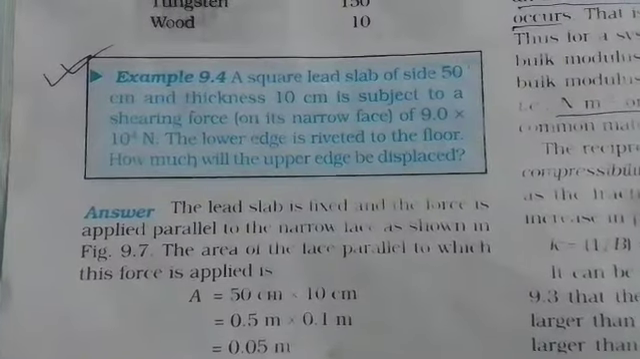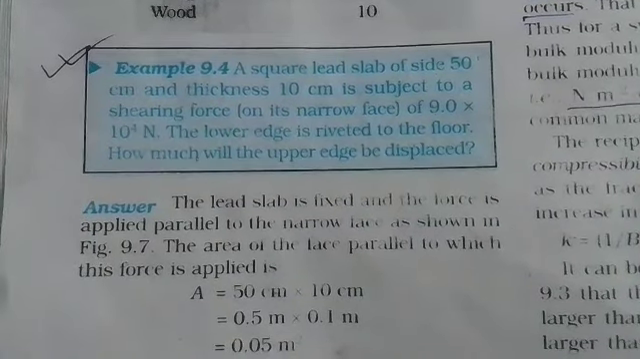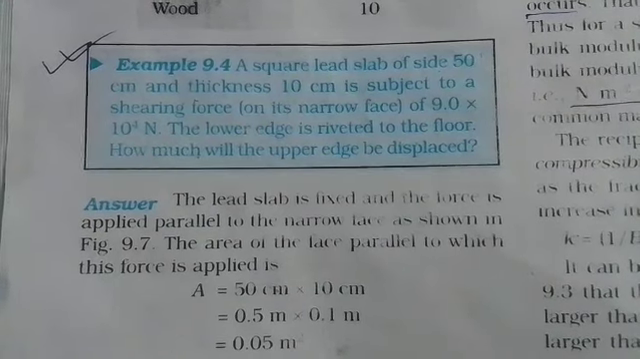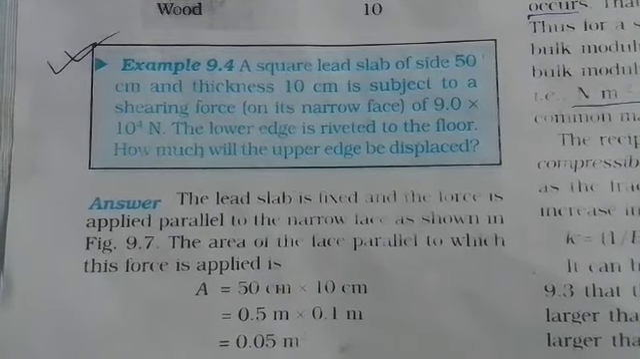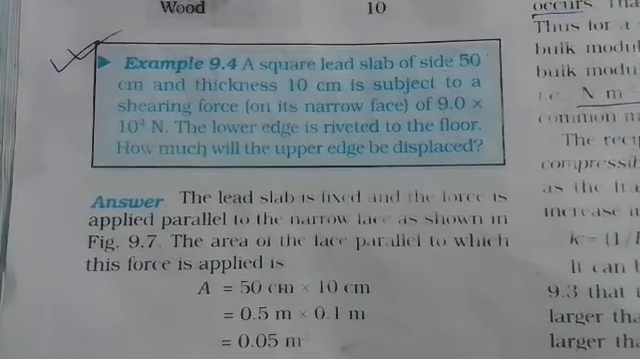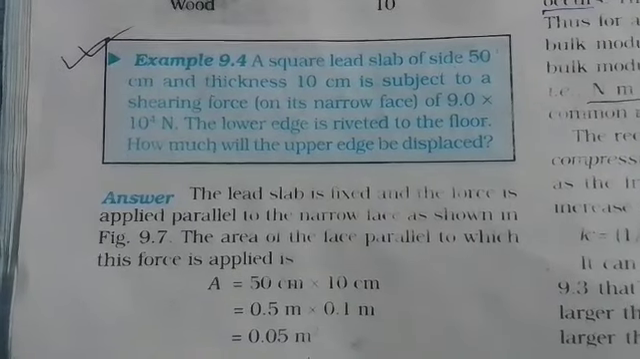Next we are trying to do example 9.4. Here the question is: a square lead slab of 50 centimeter side and thickness 10 centimeter is subjected to a shearing force of 9 into 10 to the power 4 Newton. The lower edge is riveted to the floor. How much will the upper edge be displaced?